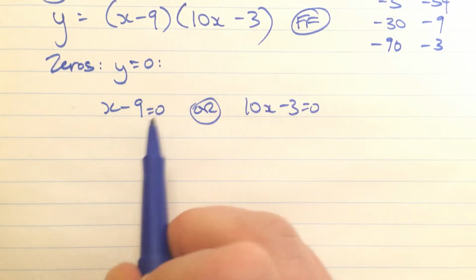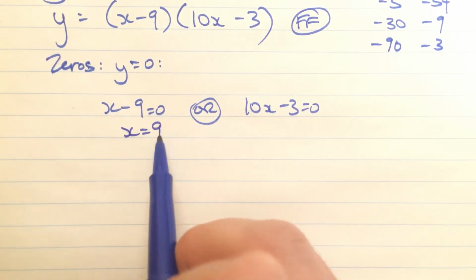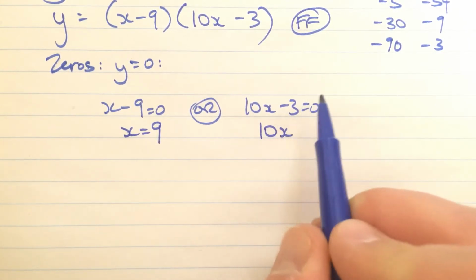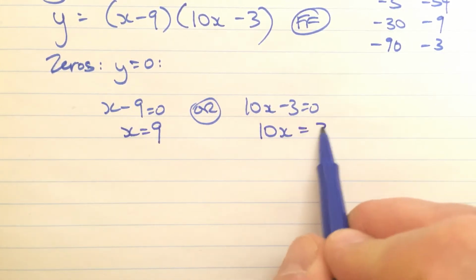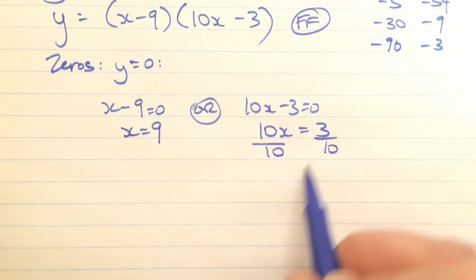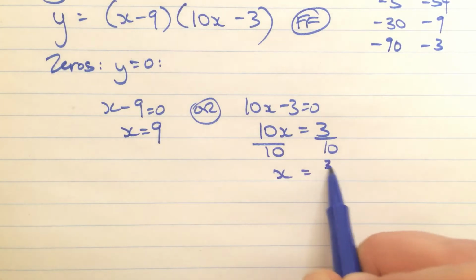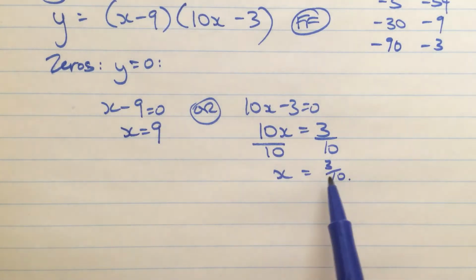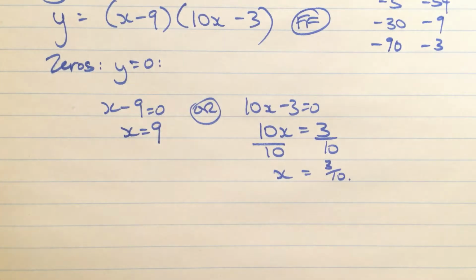All right, so solving this, that's x equals 9. This one I'll do a little slower: 10x. Adding 3 to both sides gives us 10x equals 3. The 3's cancel. Dividing both sides by 10, x equals 3/10. So those are the two zeros, at (9, 0) and (3/10, 0).